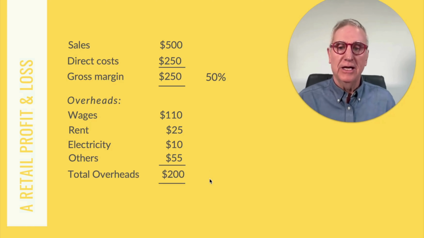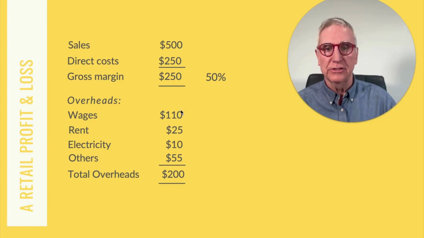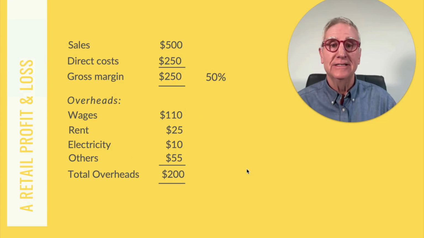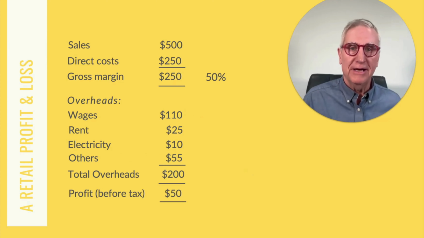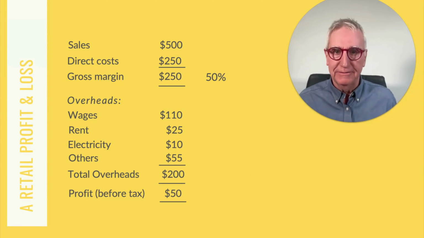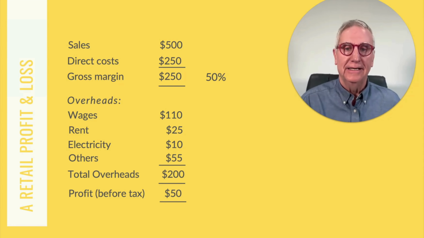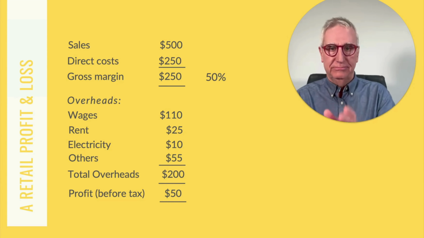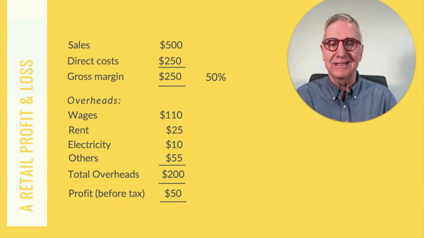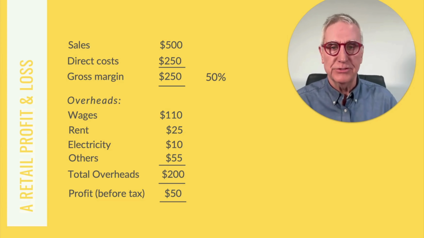So there we have a total overheads of 200, and our gross margin effectively goes to pay the overheads. Therefore, we make a profit of 50. Could be 500, could be 50 million. That's the layout of a profit and loss account. Very simple. Ideally, you want to be comparing the actual numbers on a monthly basis with a budget, but as I say, we'll come back to preparing a budget in a future episode.